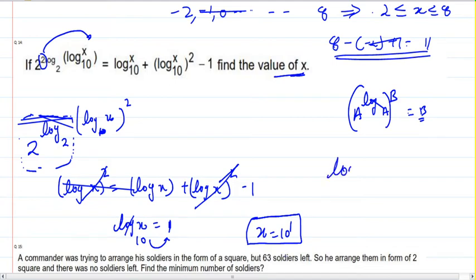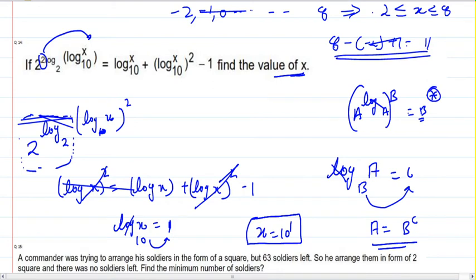Now let me explain this to you one more time. If you have log of a base b is equal to c, and you decide to cancel the log, the base will be raised by power c. a will be b to the power c. That is the basic idea behind cancelling logs. This was a slightly advanced property. If you have not come across this, please write this down somewhere and highlight this.